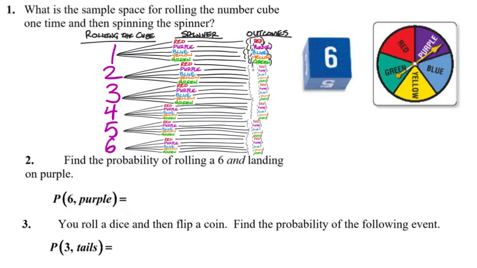So there's 2 red, purple, blue, yellow, and green. And then with the next number, of course, would be 3 red, purple, blue, yellow, and green. And then for the next set, would have to roll 4 red, purple, blue, yellow, and green. And then for the next set, rolling a 5 red, purple, blue, yellow, and green. And then our last set would be with 6. So 6 red, 6 purple, 6 blue, 6 yellow, and 6 green.